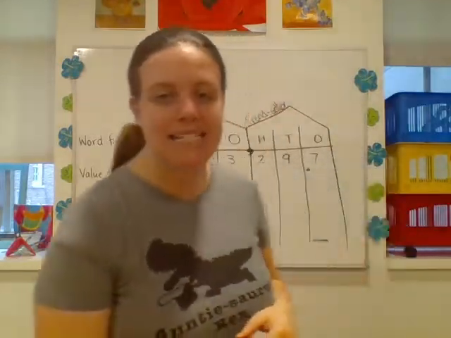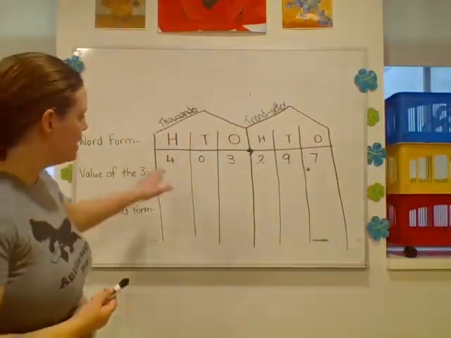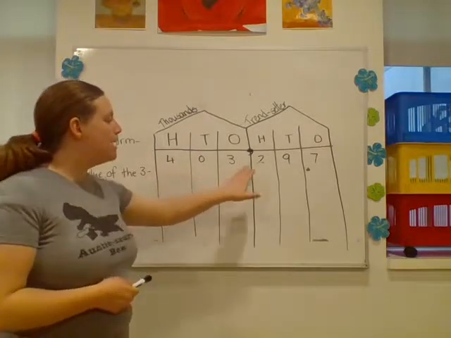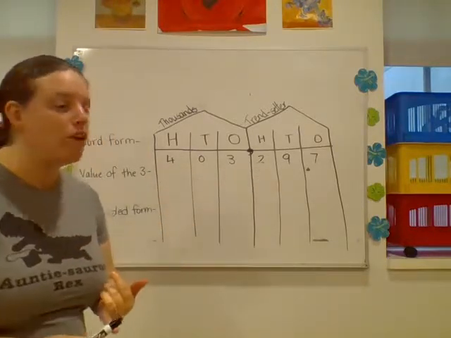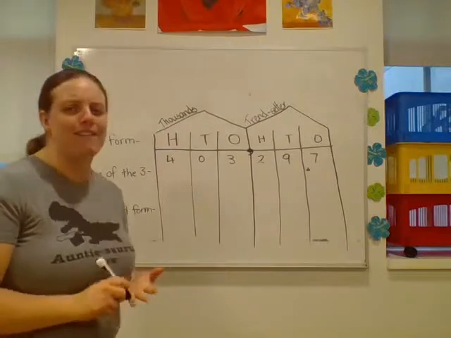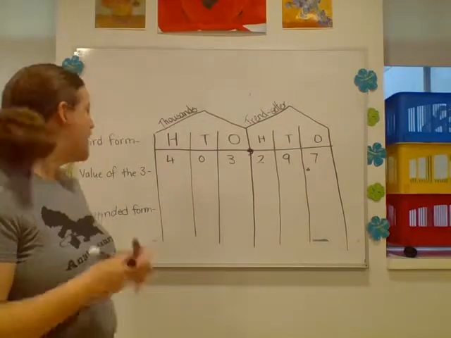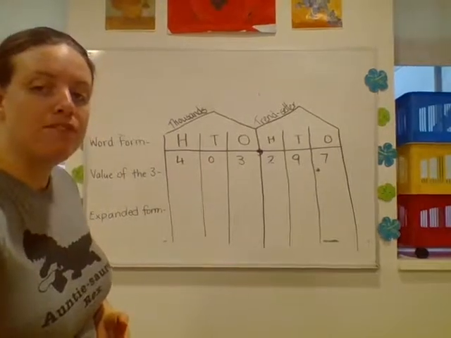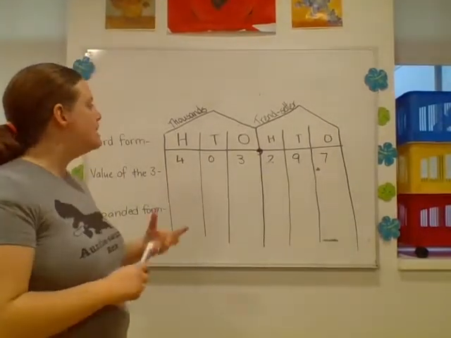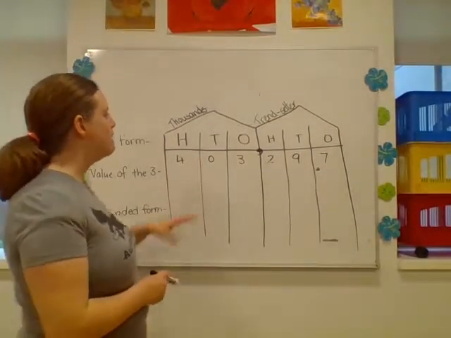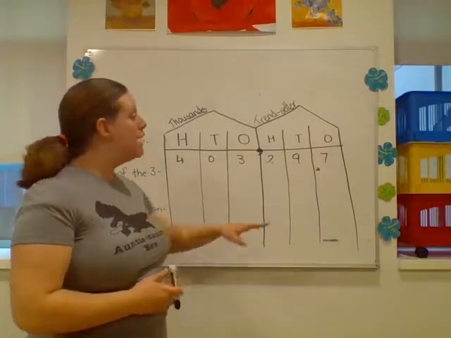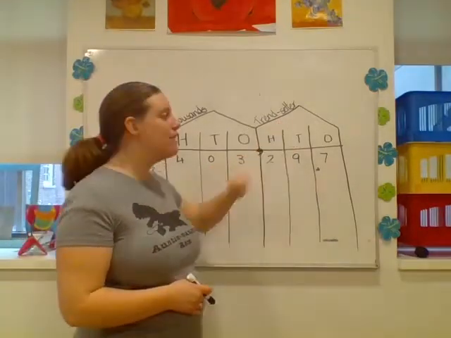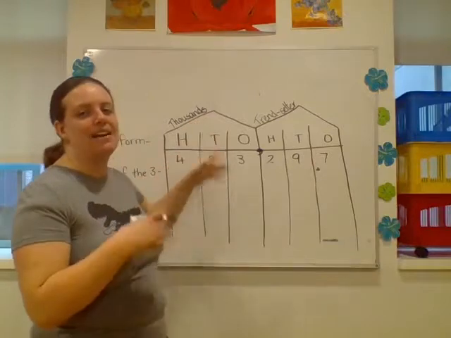So, let's start. We are going to be using this number, and we are going to be putting it in word form. Then we are going to figure out the value of the digit 3, and then we're going to put it in expanded form. So the first thing we're going to do is put it in word form. Now I've created my place value houses. So I have my trendsetter house here, and I have my thousands house here.